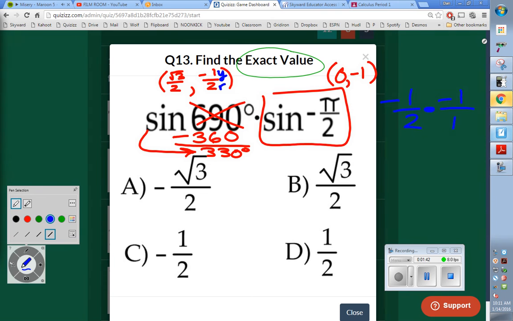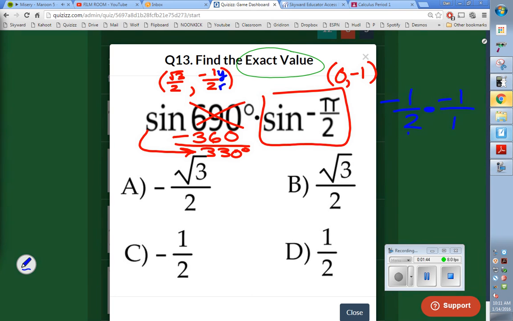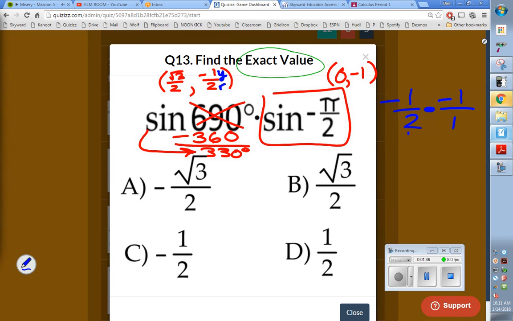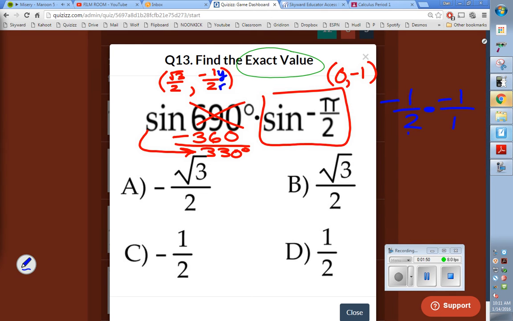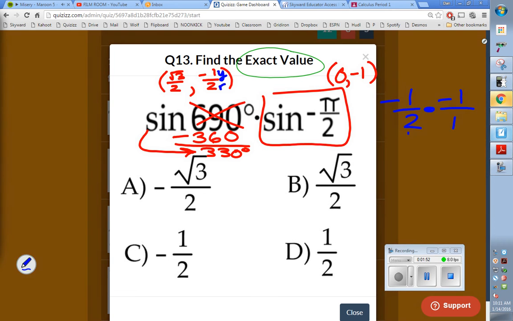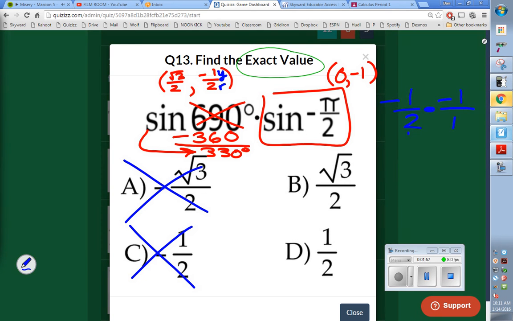So this first one gave me negative 1/2. Sine of negative pi over 2 got me negative 1. How many negative signs do you see there? 2. If you have 2 negative signs, is my answer going to be positive or negative? Positive. So it's not A, it's not C. 1/2 times 1, that gets me D.